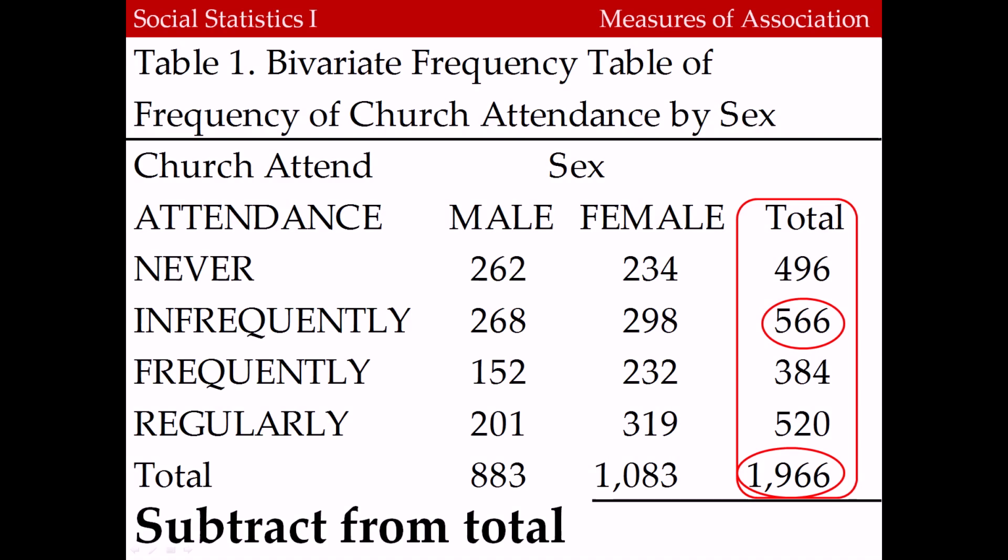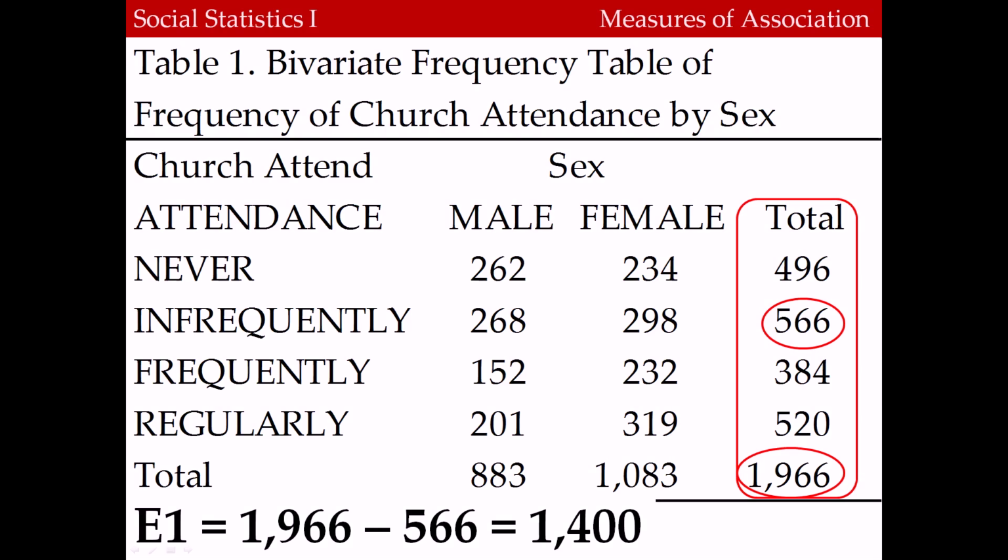So if we subtract the modal category from that 1,966, we would get the number of errors that we would make, or E1. And so that's equal to 1,966 minus 566, or 1,400. And so E1 is 1,400.